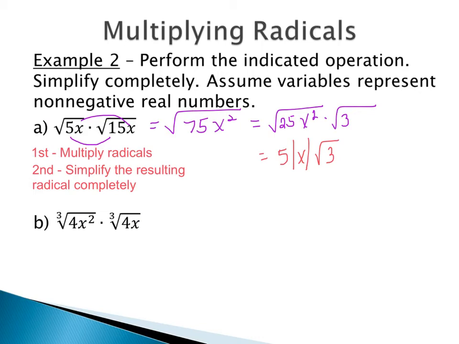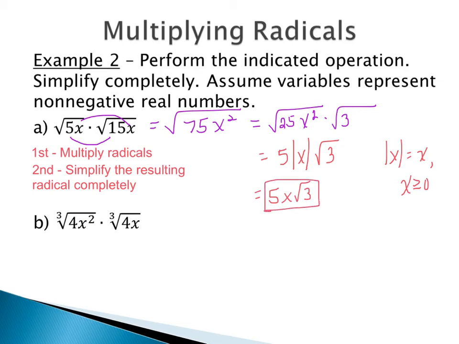Going back to my directions, we're assuming that the variables represent non-negative real numbers. So we can say that the absolute value of x equals x, since by the directions it's saying that x is greater than or equal to 0. So I can rewrite this then as 5x square root of 3.